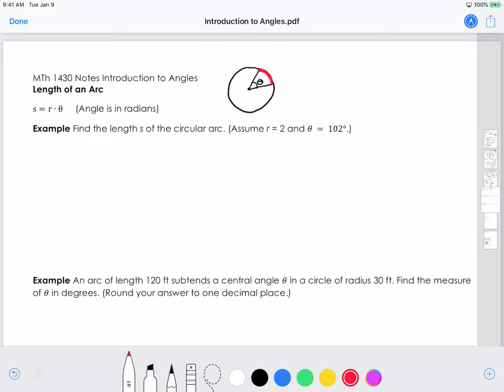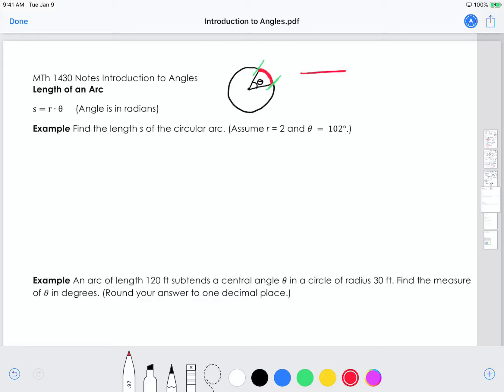Now, you can imagine if this was a string that you could cut, and you cut the circle here and here, and you laid out this length in a line and you measured it, that would be the arc length. So it could be in feet, it could be in inches, it could be in centimeters. This is going to be some kind of length or distance.